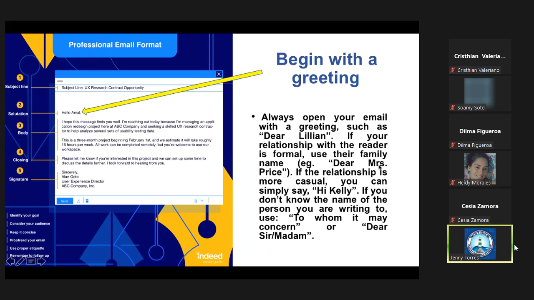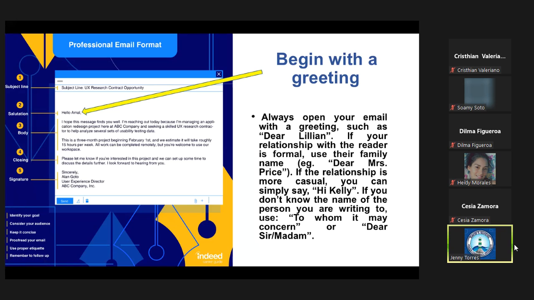Or Mr. Okay? So you don't have to say hello, Amal. So you have to say, dear Mr. Torres, dear Mrs. Price. Okay? You don't have to say hi, Kelly, because hi is informal. So you don't have to use hi.